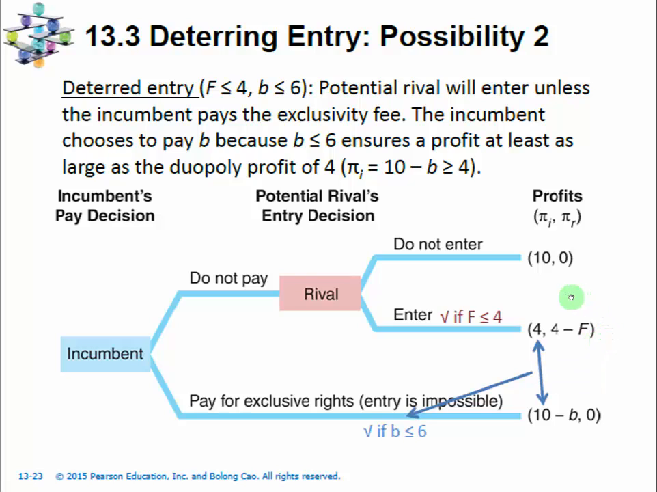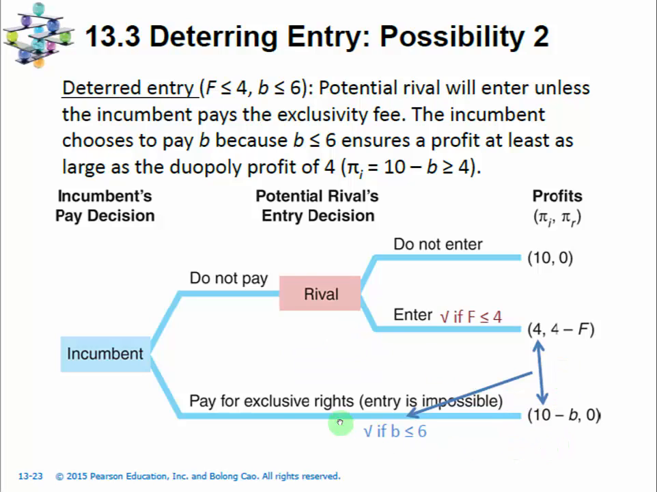Once the fixed cost is less than 4, the best response for the rival in this subgame, after the incumbent chooses not to pay for the exclusion contract, is to enter this market. So to prevent the incumbent's own profit from dropping from 10 to 4, the incumbent would like to pay something to exclude the rival from this market.